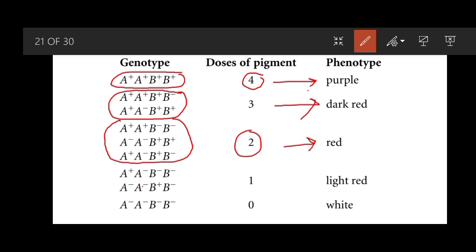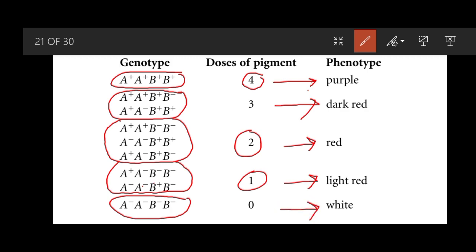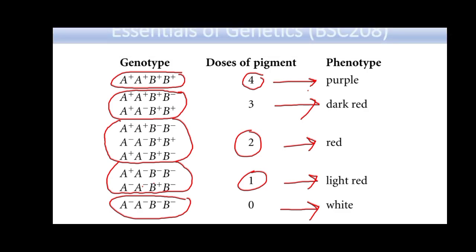And when there is only one dose, and these two genotypes are giving one dose, this one dose produces light red color. And when there is no dose of the pigment, then pigment is not present, and white kernel color plants will be produced. So this variation is also considered as the quantitative variation.